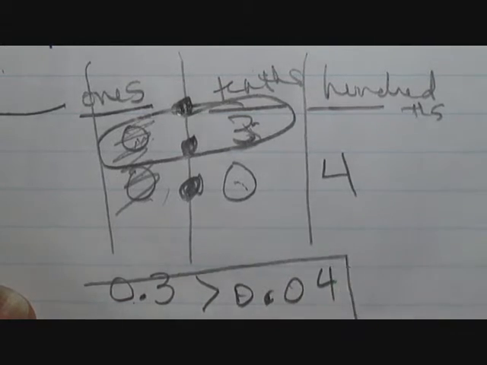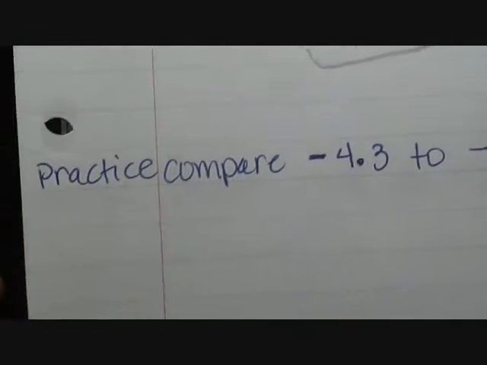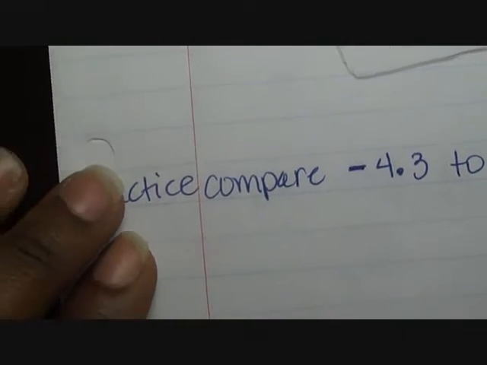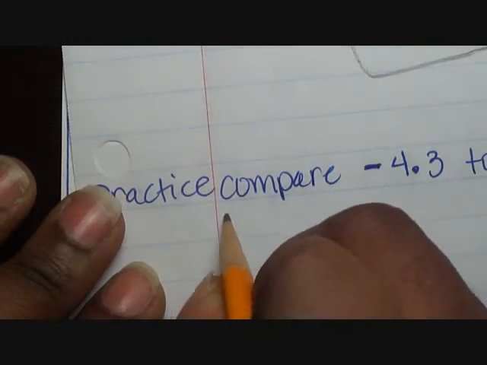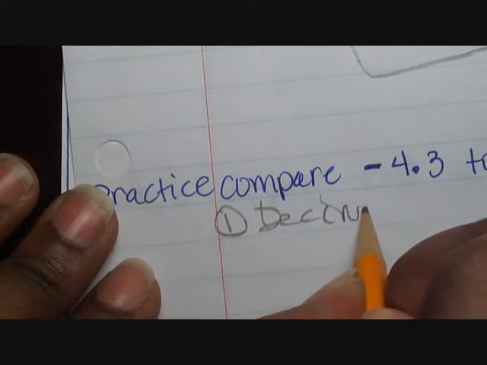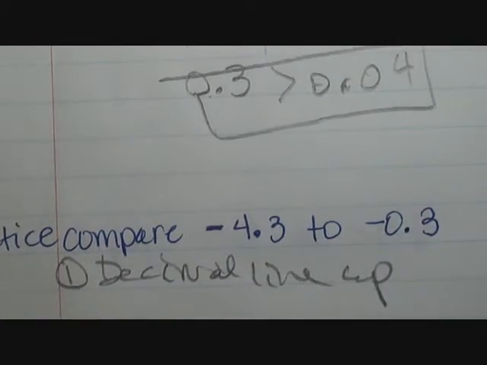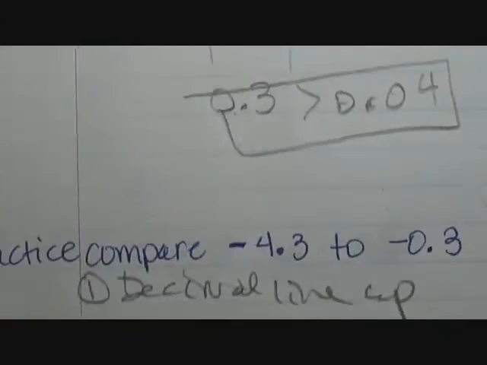4/100. Easy, easy, easy. I want you to go ahead and use this strategy, which is the decimal lineup, to show me that you know how to do this strategy.